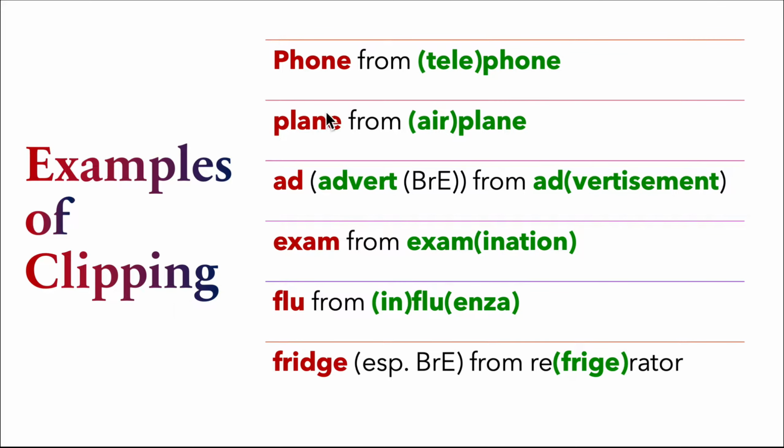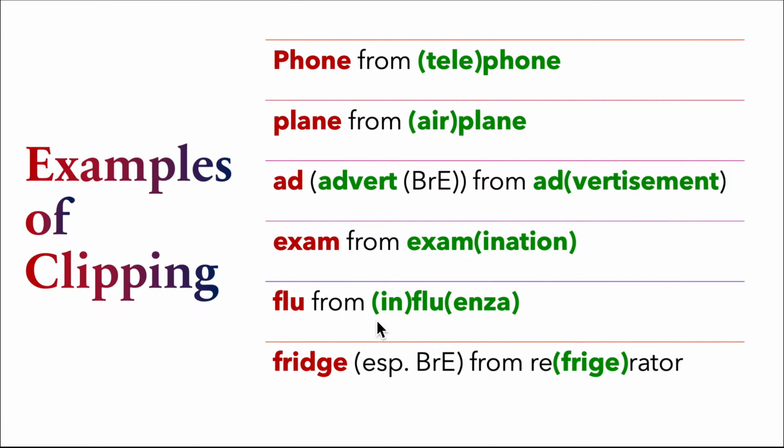Examples of clipping. Phone from telephone. The initial part is eliminated. Plane from airplane. The initial part is eliminated, removed. Ad from advert or from advertisement. This initial part is taken and the last part is eliminated. Exam from examination. The last part is eliminated.